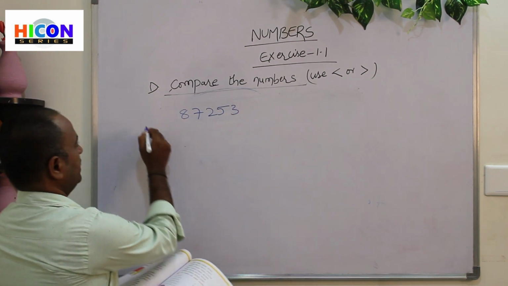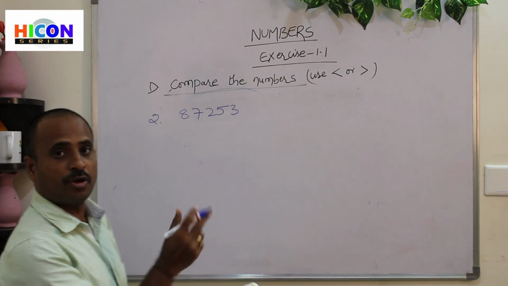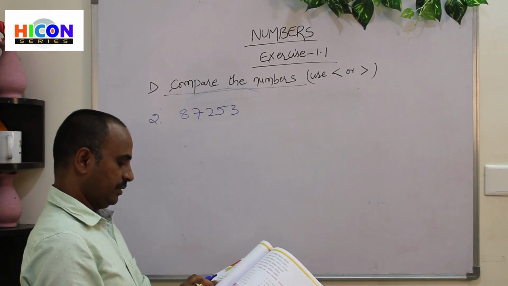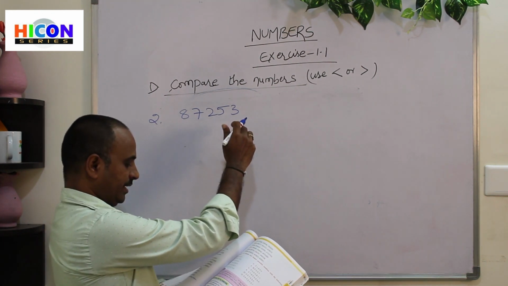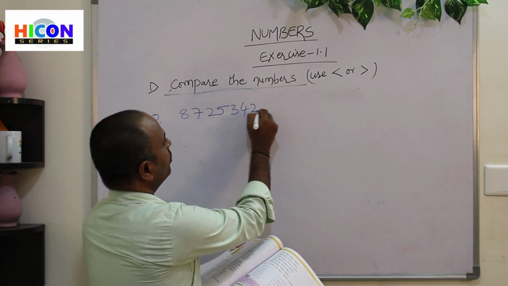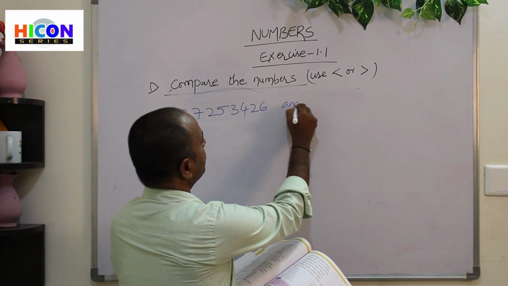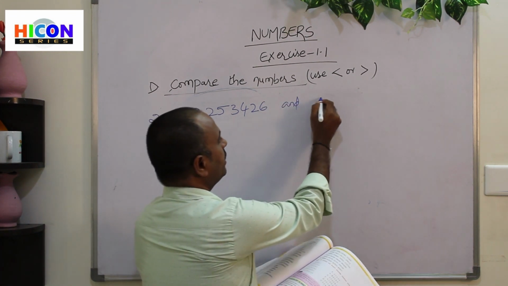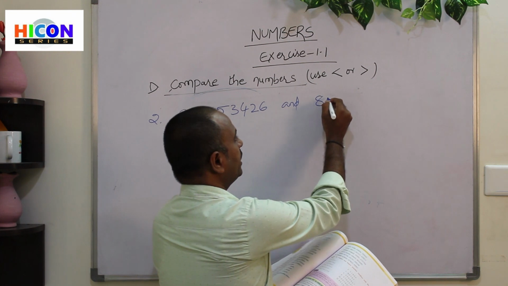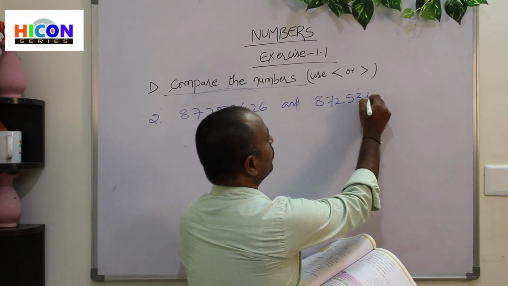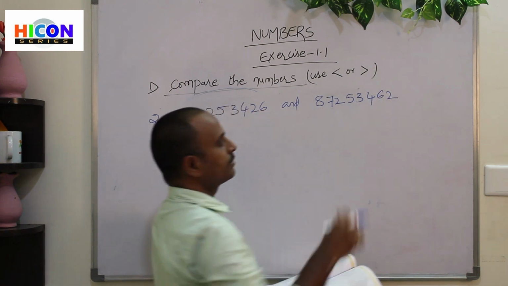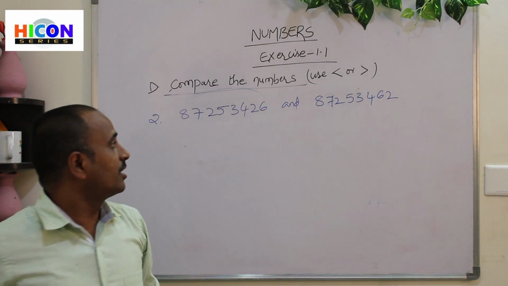So children, see this next problem. The next problem is 8 crore 72 lakh 53,426 and 8 crore 72 lakhs 53,462. So children, this is another problem.